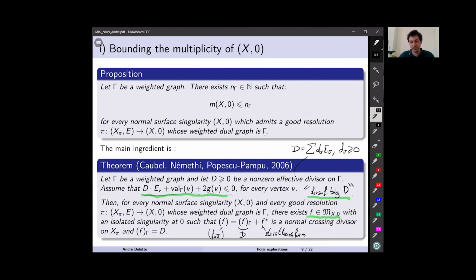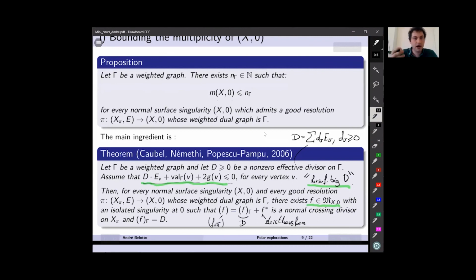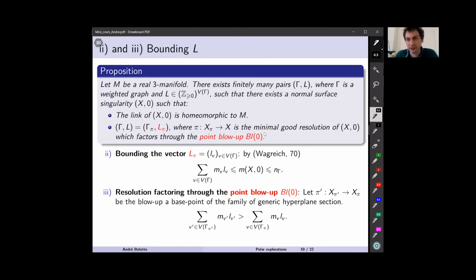After we have this, we cook it up and we prove the proposition. So I just wanted to have it visualized here. Via this, I can bound the vector L in a kind of straightforward way. This is just the statement of the theorem, but just for the vector L. And why is that? Because now we know by Wiegand that the sum of m_v times l_v is smaller or equal than the multiplicity, which we do know is bounded by a bound that only depends on the topology. So we can now bound them.